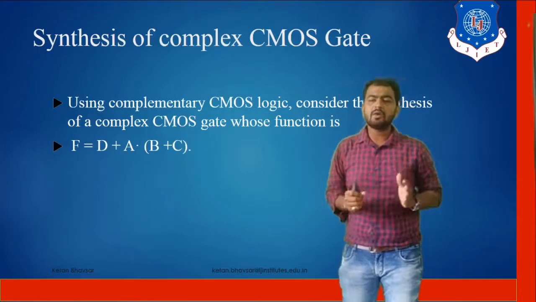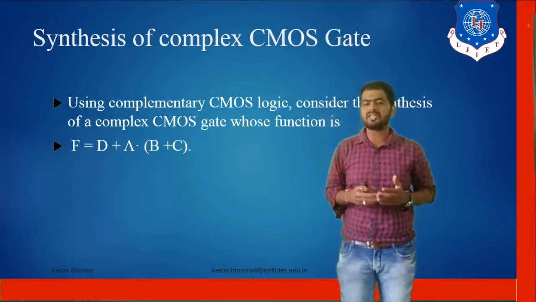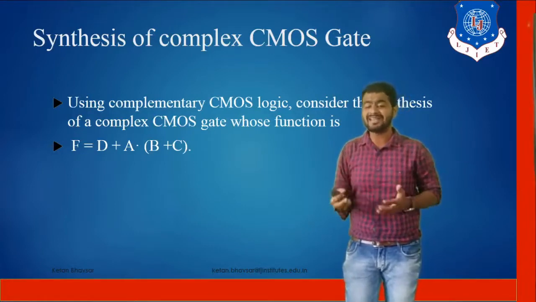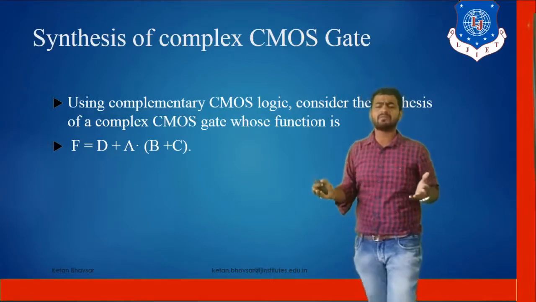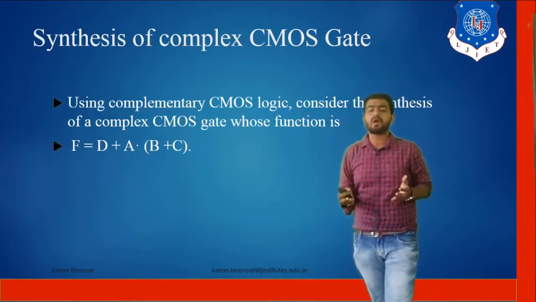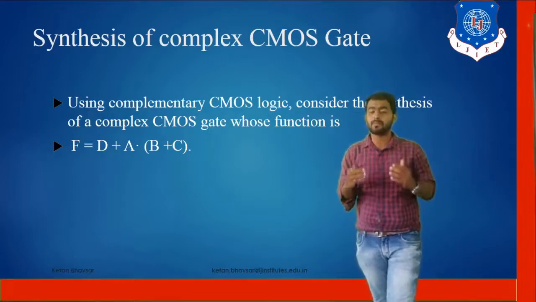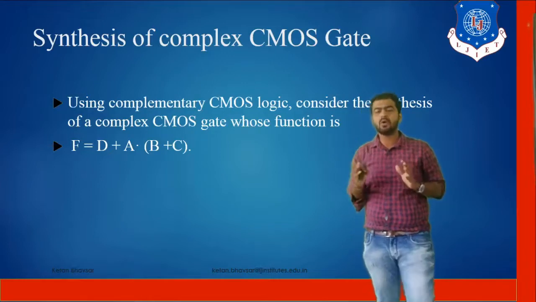Now suppose you have any type of complex Boolean equation, like A.B plus B.C, or A plus B.C plus C.D, or A.(B plus C) plus D. These are the kinds of complex logic you can have. Then how can you simplify this type of complex Boolean function using CMOS configuration? So now let's go and discuss.